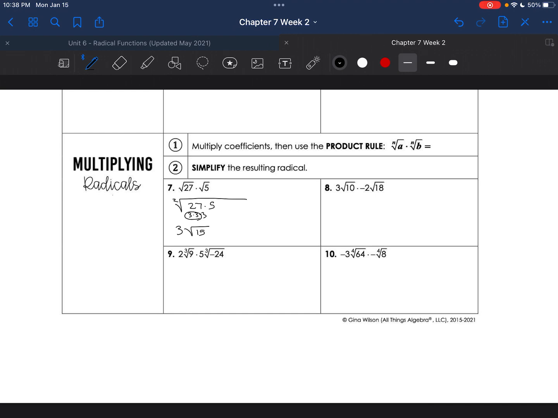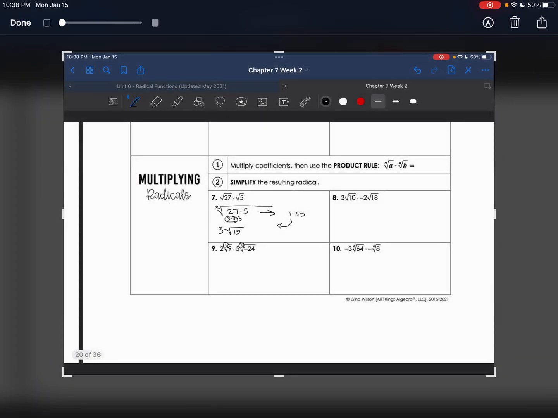Okay, so a couple of different ways. You could multiply this all out first and have 27 times 5 and get 135 for that, and then go to simplify. I like to personally simplify as soon as possible so that I don't have to deal with big numbers, okay? So let's look at 9. We've got 3 as an index, 3 as an index, perfectly fine.